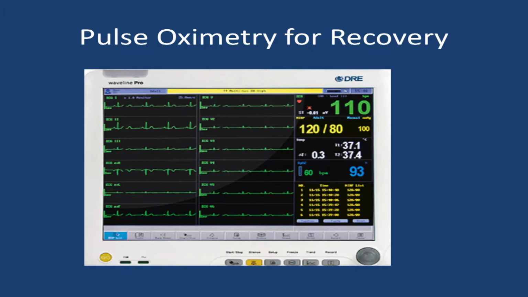In this case, we're looking at 120/80, which is normal, and the 37.1 to 37.4 is the capnography reading that tells us that the patient's falling within a normal range. The 93 temperature that the patient has is not of concern.